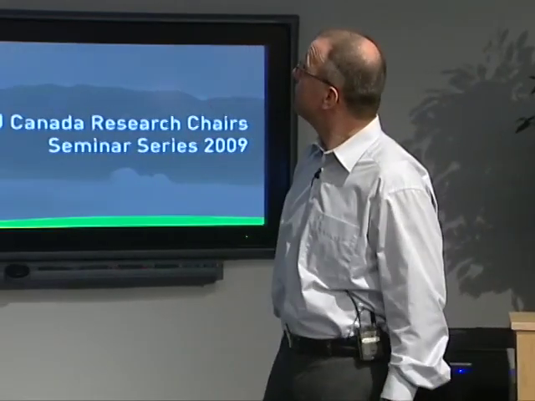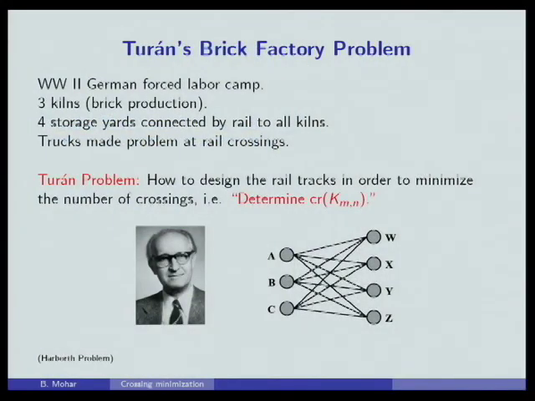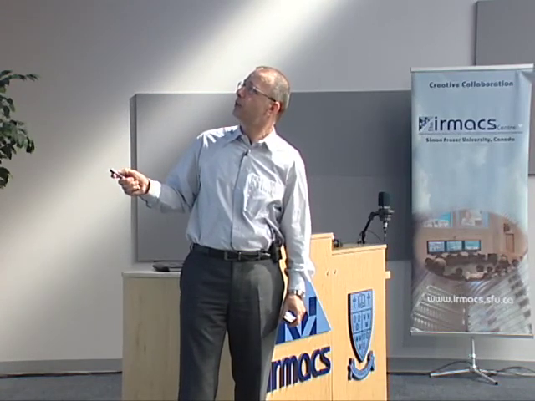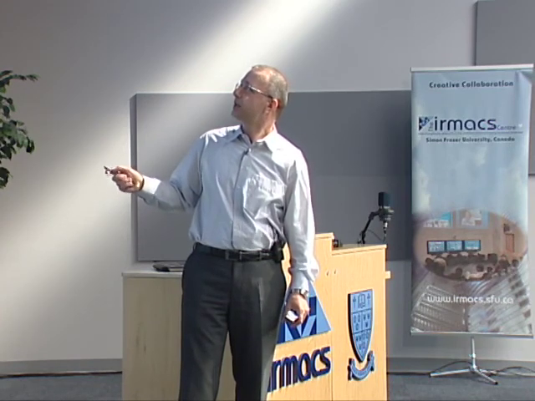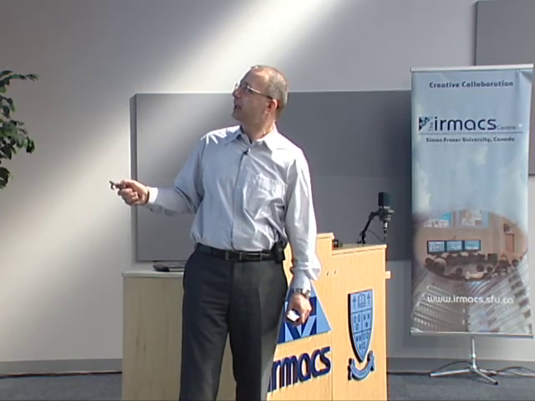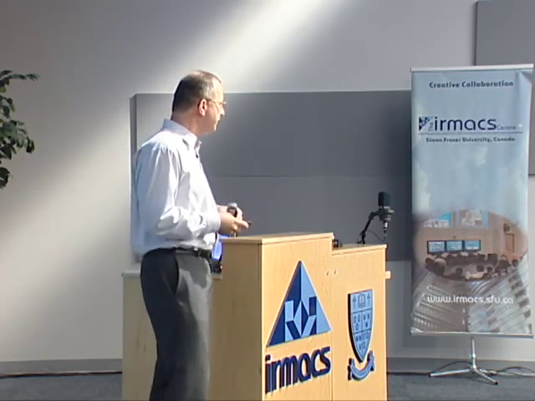Turán's problem, known today as Turán's brick factory problem, is actually how to draw this type of graph with the minimum number of crossings. And this type of graph, which appears in this particular problem, is a so-called complete bipartite graph. I'll mention this later, so let me refer to it. It has the property that you have a certain number of vertices on the left, a certain number of vertices on the right, and then every vertex on the left has an edge going to the right. So this is a so-called complete bipartite graph.